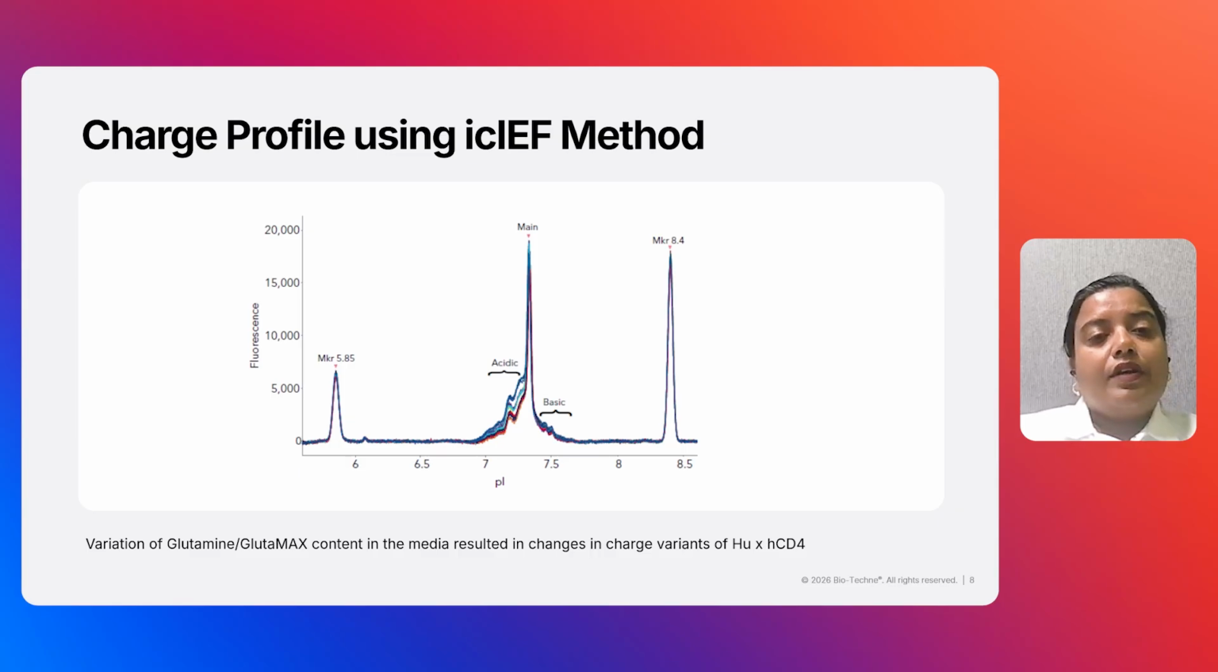Moving forward, we also did the charge profile analysis using the ICIF method, where the cell supernatant from the same 5 flasks were also analyzed with ICIF using the native induced fluorescence detection. One of the biggest advantages of native fluorescence is the low sample volume required, by virtue of being 4 times more sensitive than absorbance. This figure shows the profile of all 5 cell supernatants, where heterogeneity is clearly seen with variation in the level of acidic and basic species.